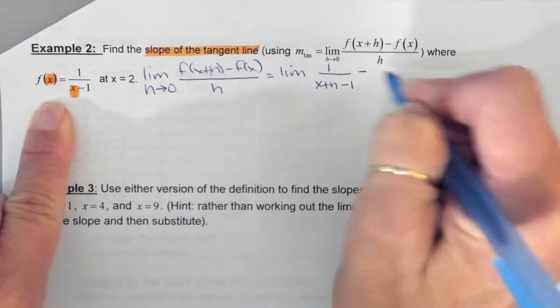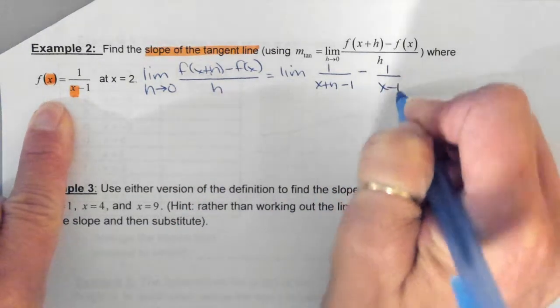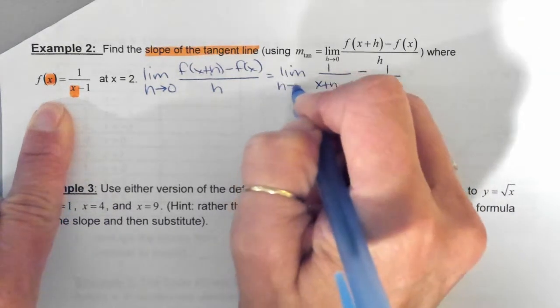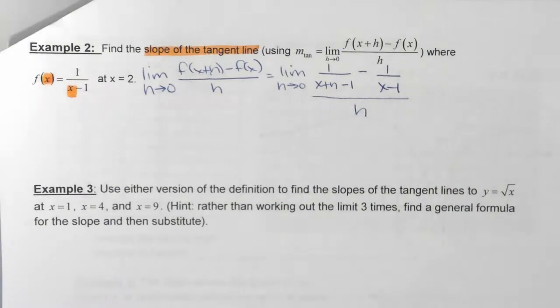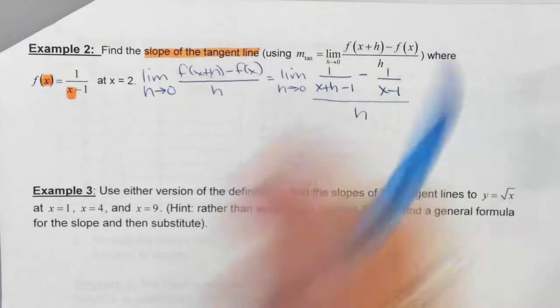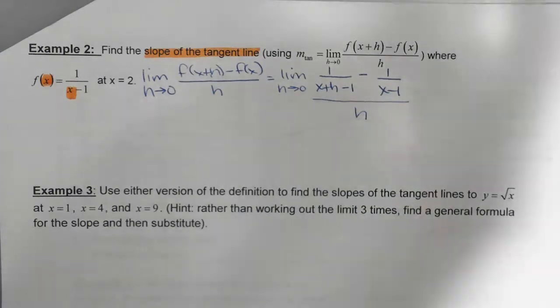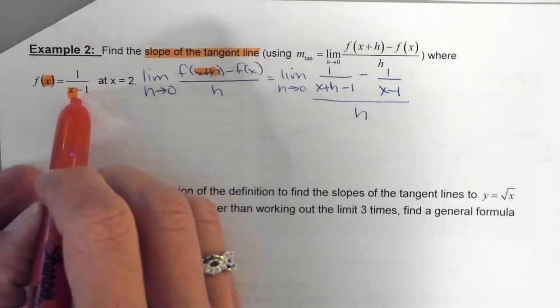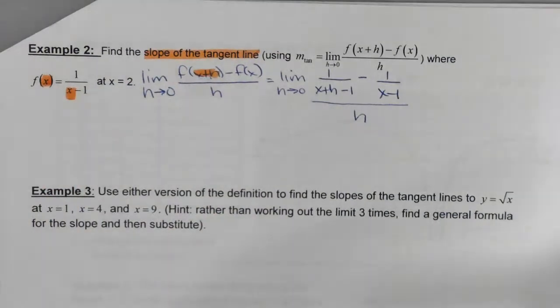The function they gave us is 1 over x minus 1, and all of this is over h as h approaches 0. Okay, before I continue, does everyone see where I got everything from? This right here goes in right here, minus 1. You have to put the whole thing in.